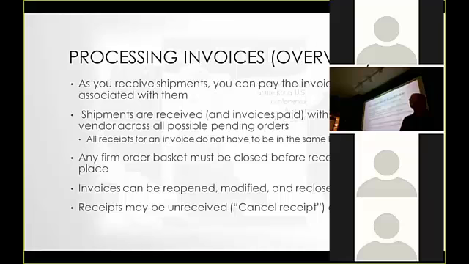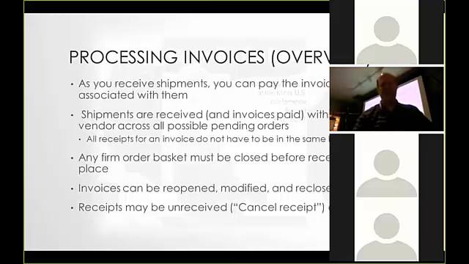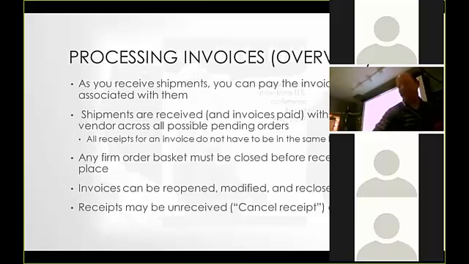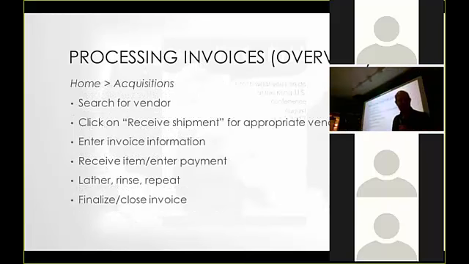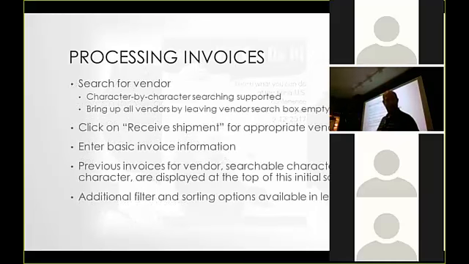So maybe you get a shipment. You open it up. What do you do? I'll skip the overview because I'll just be talking about all of these in detail. I got a shipment from Amazon. Go ahead and search for that vendor in acquisitions and click on receive shipment for the vendor. You'll enter invoice information, check in items for receipt for all of the items, and then finalize that invoice.